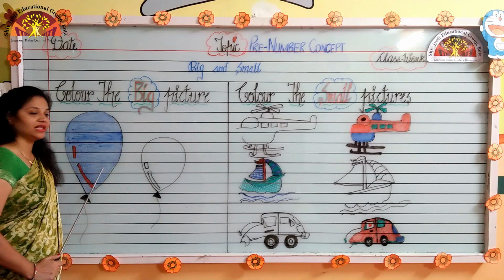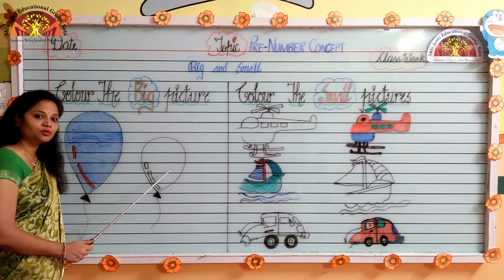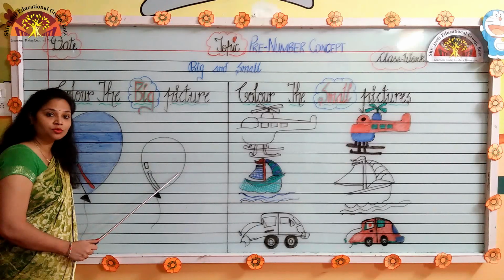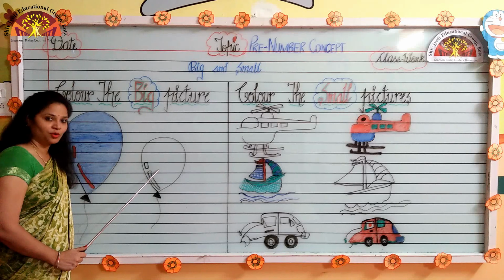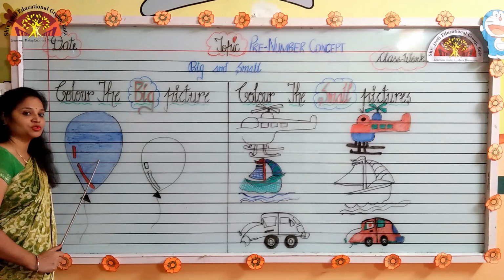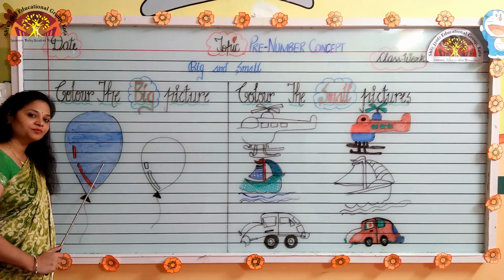So kids, tell me how many balloons are there? There are 2 balloons. So kids, tell me, is this the big balloon? No, this is the big balloon. So you have to color the big balloon.